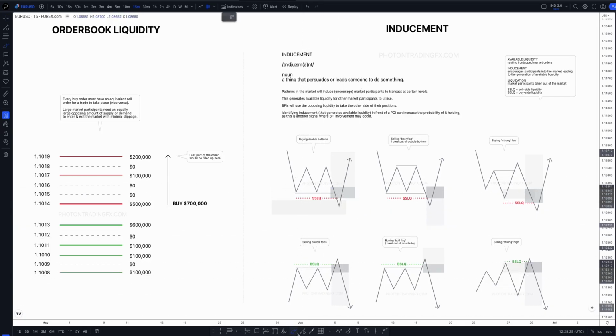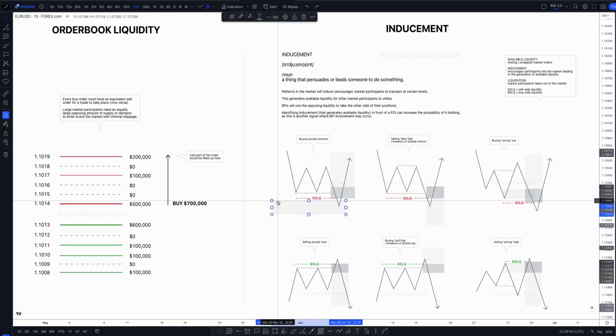So that's essentially the bare bones idea of what we're trying to do here with the concept of inducement. We're looking for where liquidity has built in front of a POI, right? The opposing liquidity, so that can increase the probability. If we're looking at, let me draw this, a POI that broke structure, we want to see that liquidity be built in front of it because then the institutions can use that to get in potentially, right?